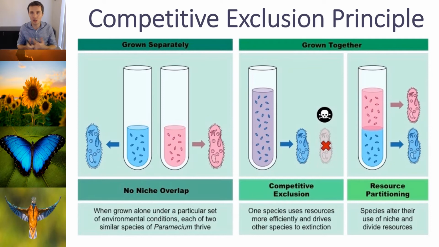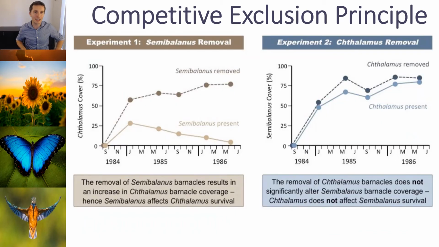And this just shows you this in that same way. When they are grown separately, there is no niche overlap and both of them thrive. When they are grown together, we can get competitive exclusion occurring where one is locally extinct from it, or we can get resource partitioning where they alter their use of the niche and they divide the resources between each other. So we're going to look at those ideas in a bit of detail, looking at some data.